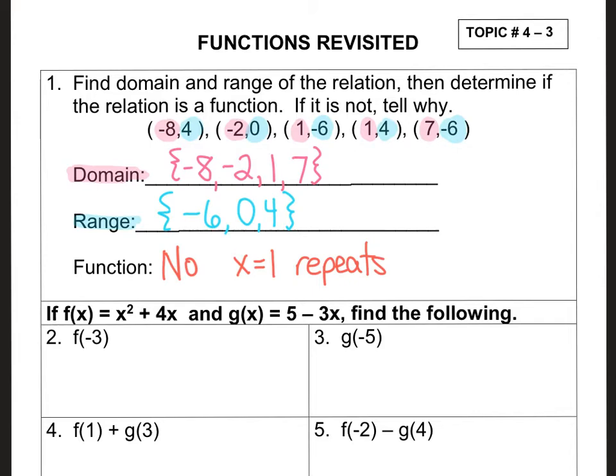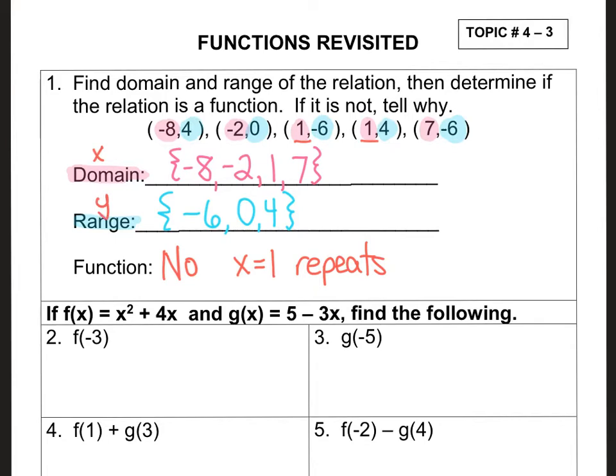Okay, so I got that this was not a function because you can see that there are two number ones in the x values. So go ahead and check yours with mine. Make sure you got the same thing. Make sure you understand that domain is always your x values and range is always your y values.